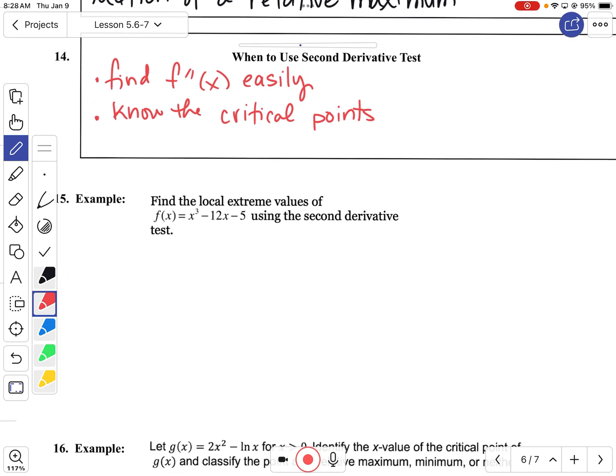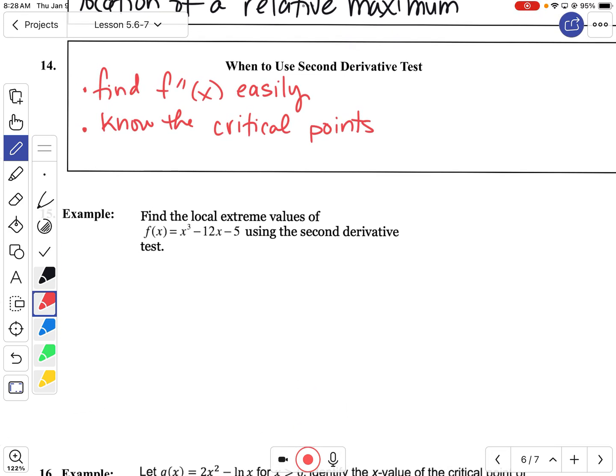All right, so let's look at this one. We want to find the local extreme values of f of x equals x cubed minus 12x using the second derivative test. So the first thing we need to find are the critical points. How are we going to do that? First derivative, so 3x squared minus 12, and what are we going to do with it? Set it equal to 0.